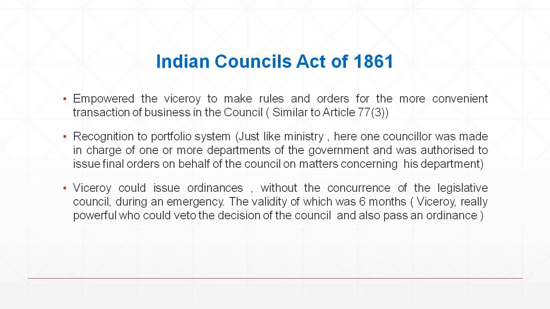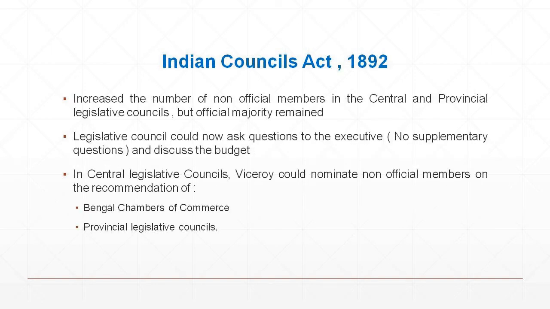So we'll look into it when we move to that particular chapter. So let's move to the next act, that is Indian Councils Act of 1892. We can see a huge gap here of 30 years between 1861 and 92. The features of this act are, it increased the number of additional, that is non-official members in the central and provincial legislative councils, but maintained the official majority in them.